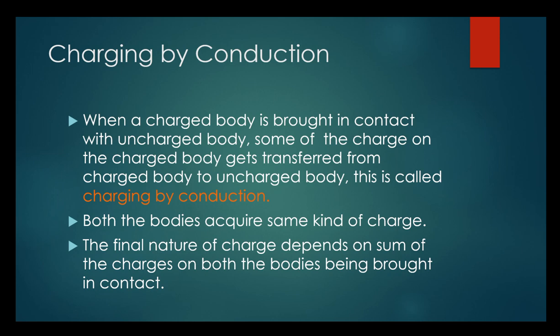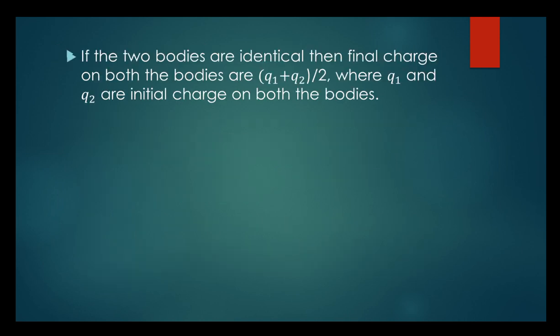Also, one point which we have to remember here is charging by conduction may also occur between two charged bodies. We may bring two charged bodies together in contact, and still finally they may have some charges which will be of the same kind. So the final nature of charge depends on the sum of the charges on both the bodies. If both the bodies are charged, then what will be the final nature of charge on both the bodies? That will be decided by the sum of the charges on both the bodies which are being brought in contact.